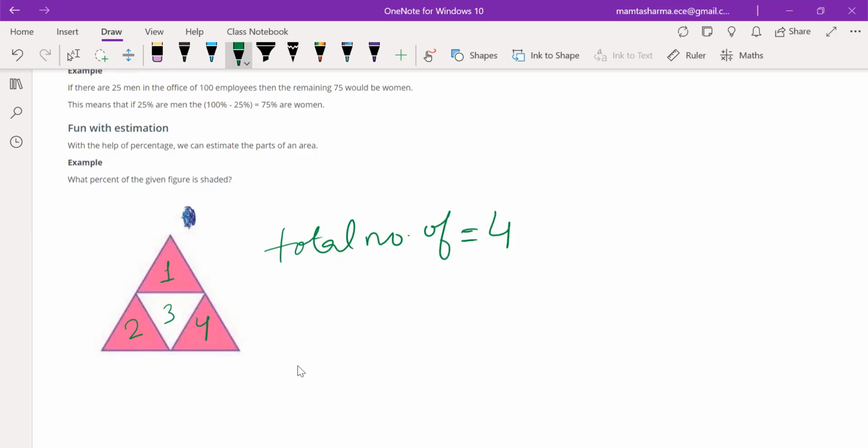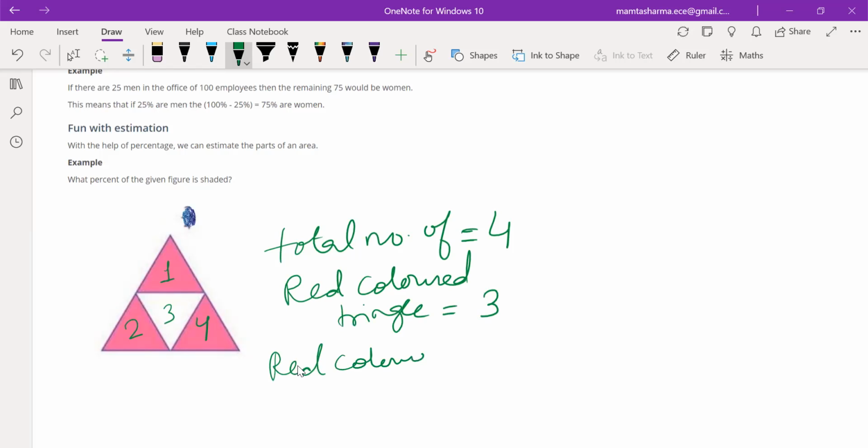Now the red color triangles are 3. So what is the percentage of red color triangles? 75%. It is 3 by 4 into 100. Four 25s are 75.